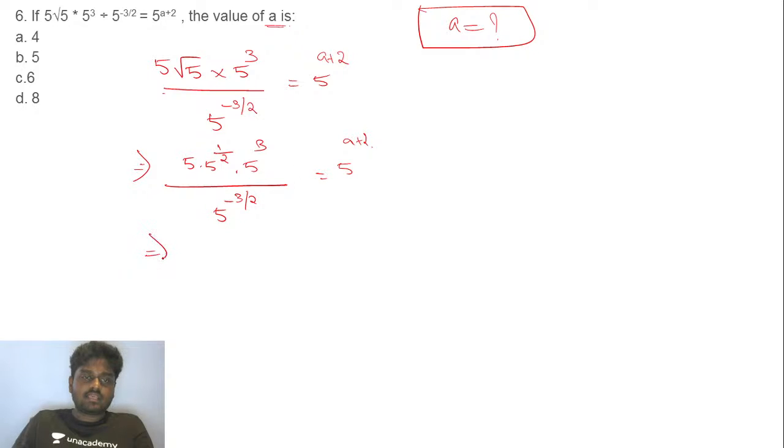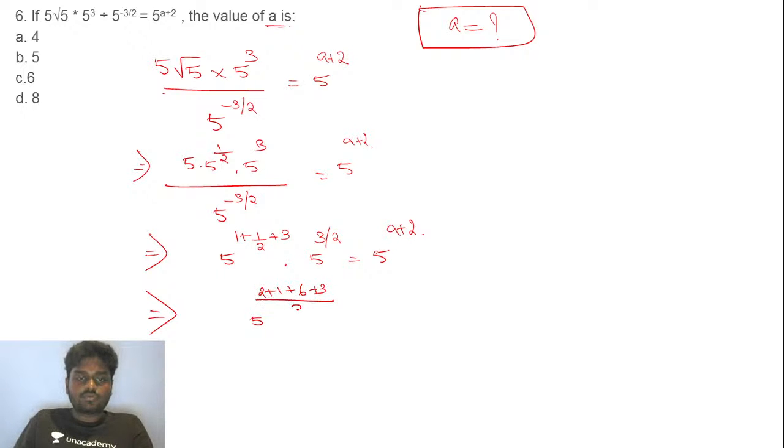So if that is the case, again, if all the bases are same, I can simply add the powers. So it's going to be 1 plus 1 by 2 plus 3. And if I bring 5 divided by 5 power minus 3 by 2 to the numerator, it will become 5 power 3 by 2 equal to 5 power a plus 2. So if I simply keep one single base and add all the powers, LCM is 2. So it's going to be 2 plus 1 plus 6 plus 3 by 2 is equal to 5 power a plus 2. So I'll be getting what ultimately?